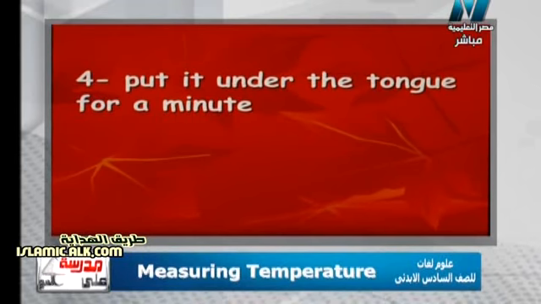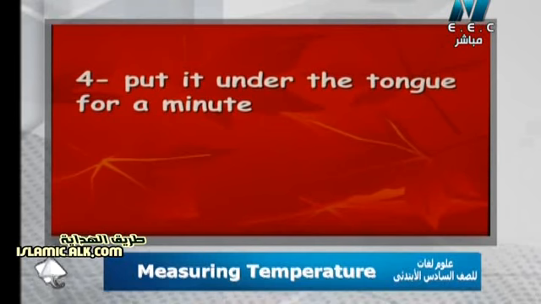Can I put the thermometer above the tongue? No, it's wrong. Why? Because in this case it will measure the temperature of the air inside the mouth. But I want to measure the patient's own temperature, so I put it under the tongue, in the saliva; that is why I measure the patient's temperature. Again, put it under the tongue for a minute or two, not above the tongue.